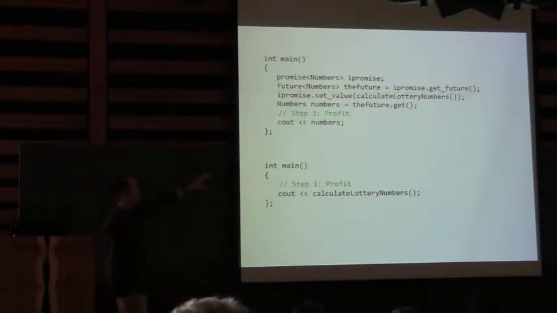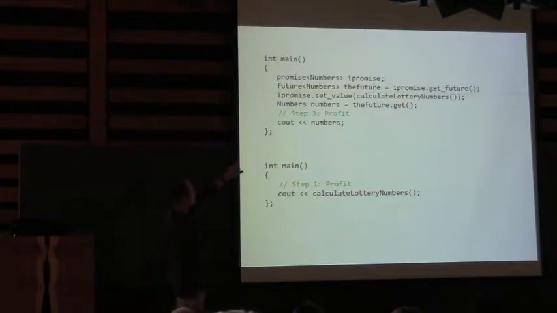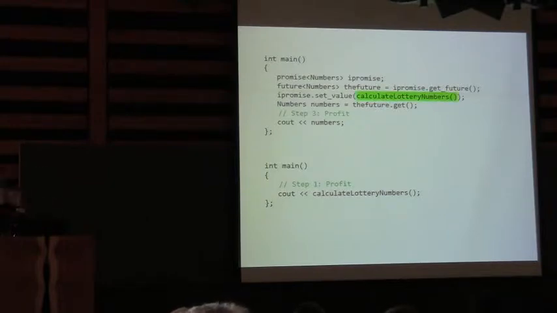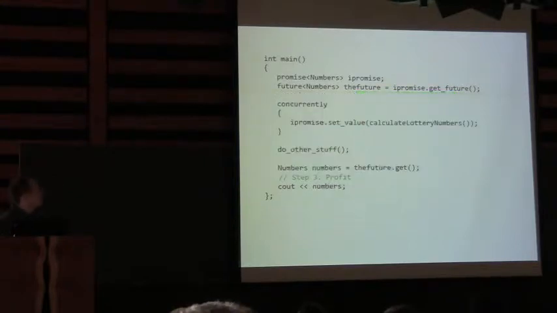Why put the value? Because here's the amazing part, though. It's like a wormhole between the future and the promise. You call set value on the promise, and the value comes out of the future, right? It's magic. So the reason we want to use promise and future is what happens if this calculate lottery numbers function is really slow, which it probably will be because what magic is it doing to give me lottery numbers?